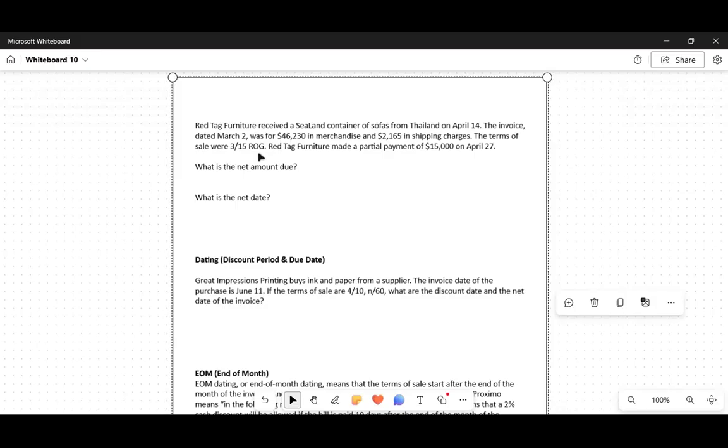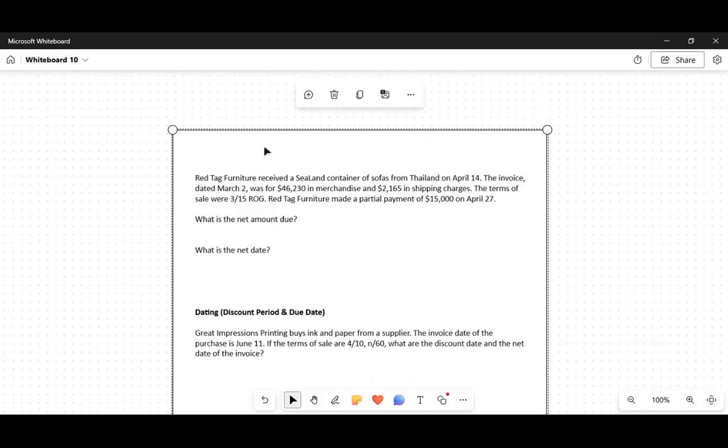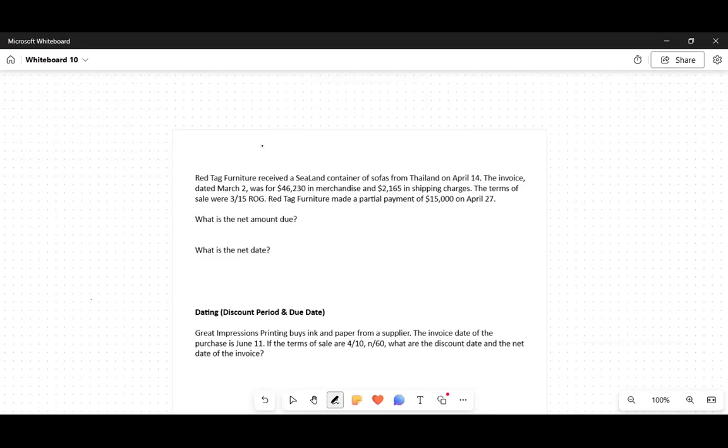So we're going to do another problem that has a partial payment, and we're also going to go ahead and talk about how to do the ROG as well. So let's see. Paper clip. All right, so the first thing is we want to figure out what is the partial payment. So if the payment was received on April 27th, that was only 13 days after they received the goods. So we're still within the discount period. And they made a $15,000 partial payment.